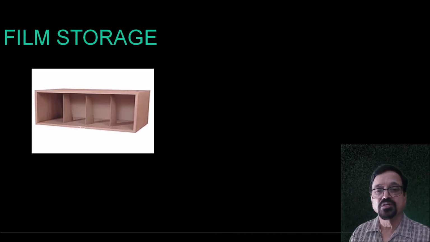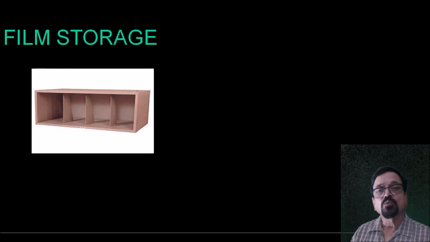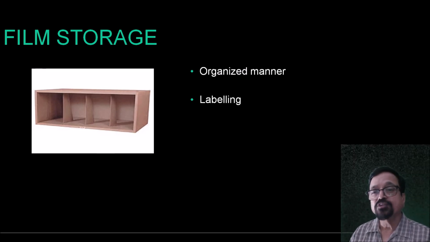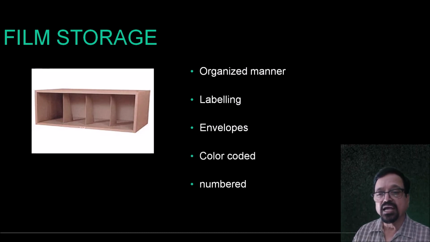Now storage of films. Storage is for both. One thing is the fresh films which are not used, and second are the used films with patient identification. Storage of both is extremely important. You will have to store properly the films, especially new packets: how to keep, where to keep, and all those things. Unless you keep it properly, your film will not remain properly. Now they have to be in an organized manner. There has to be a label, there have to be envelopes, there has to be a color code, and they need to be numbered.